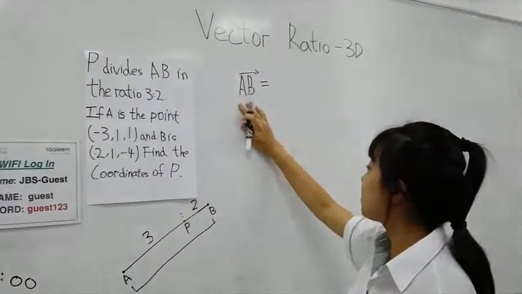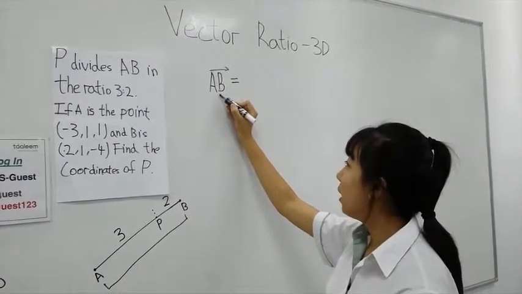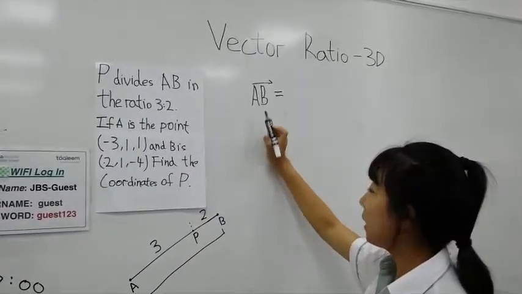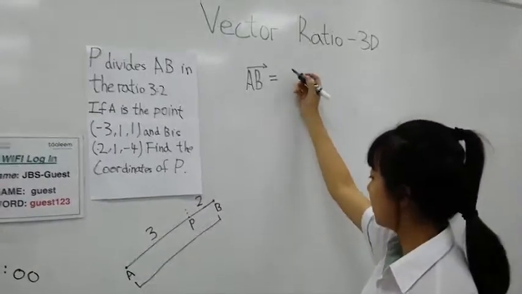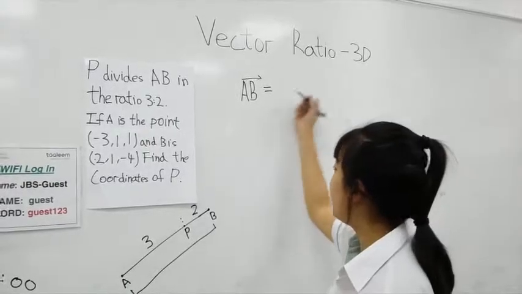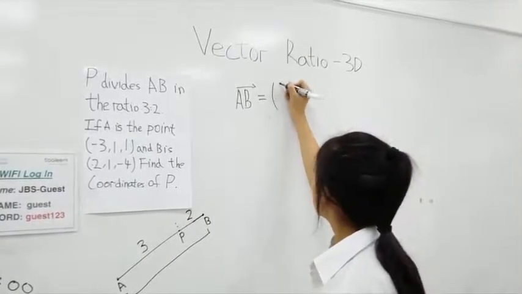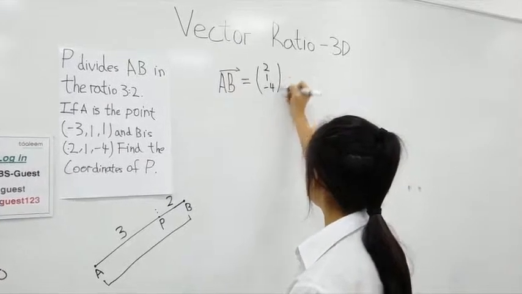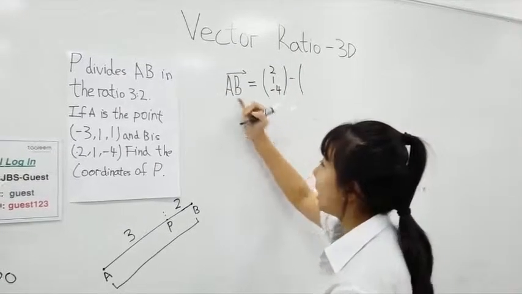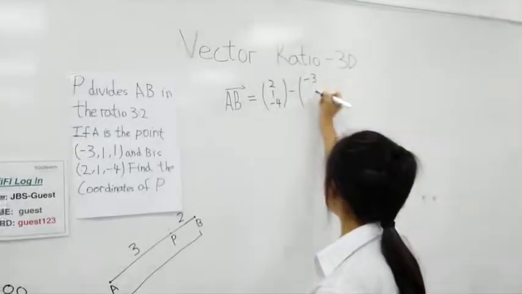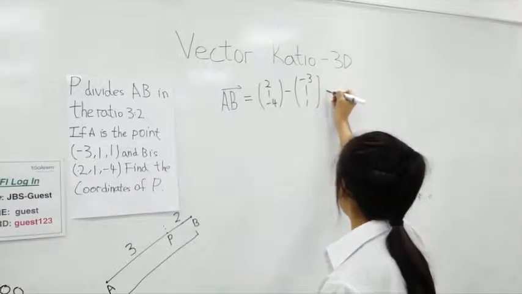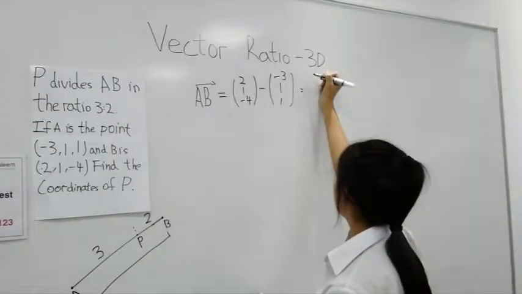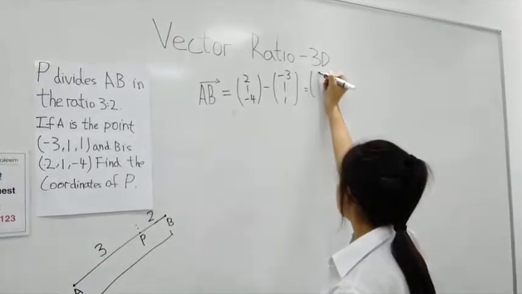To find the vector of something, you need to take the second letter of the vector, take away the first letter of the vector. In this case, our B is (2, 1, -4), minus A, which is (-3, 1, 1). And 2 take away minus 3 is 5.